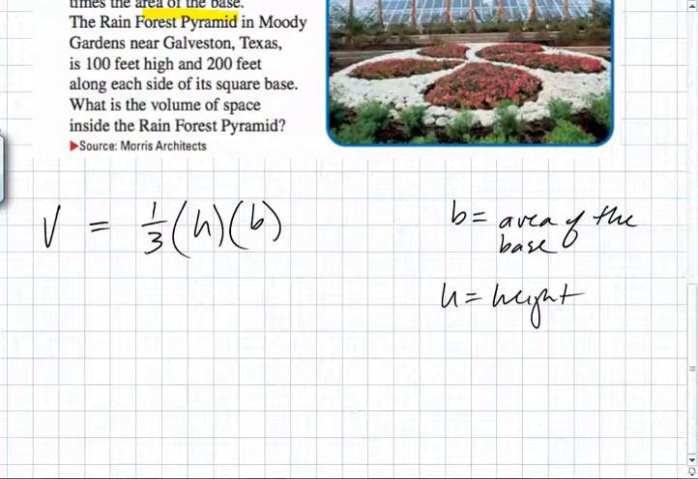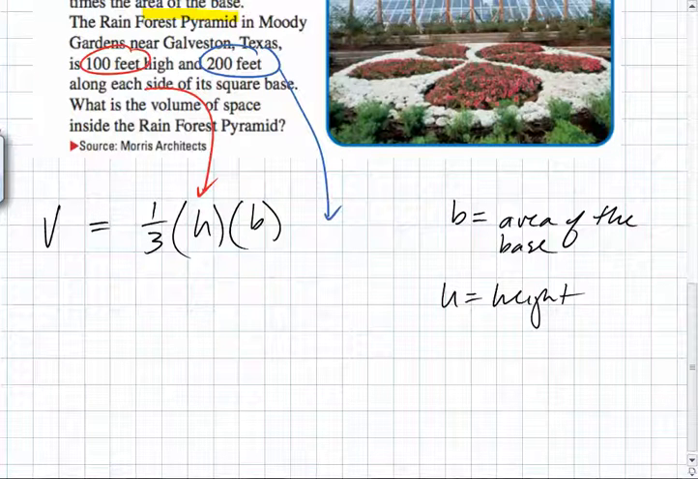Exactly. So it tells you the height. What is the height? 100 feet. And what's the base? 200 feet. Oh, nah, that isn't the base. That is the side of the base. Look, it says 200 feet along each side.